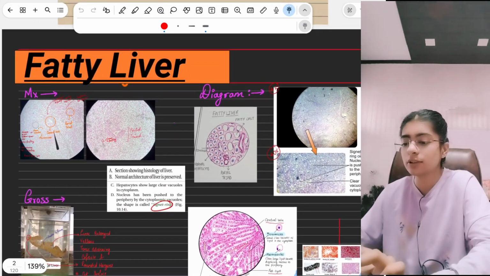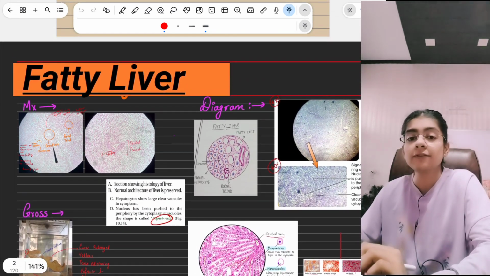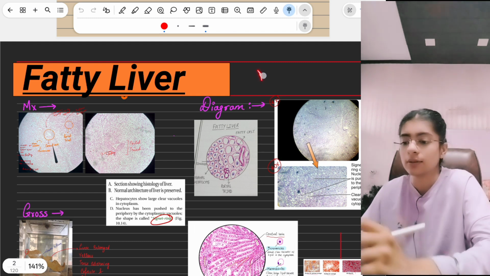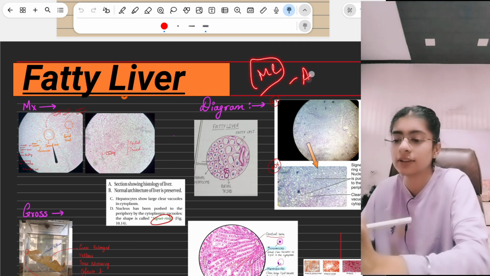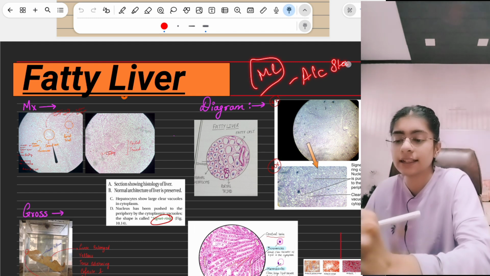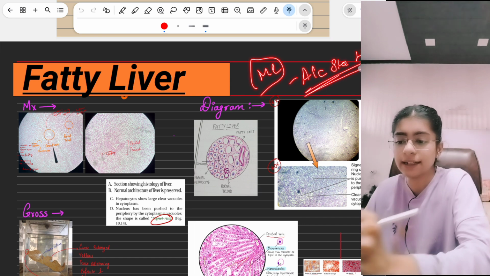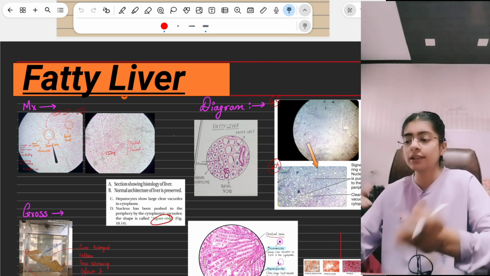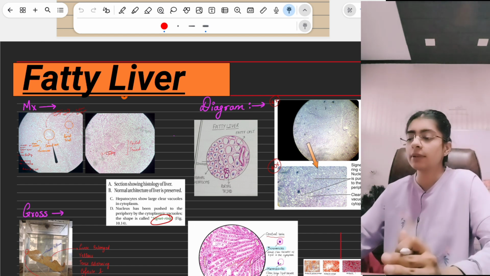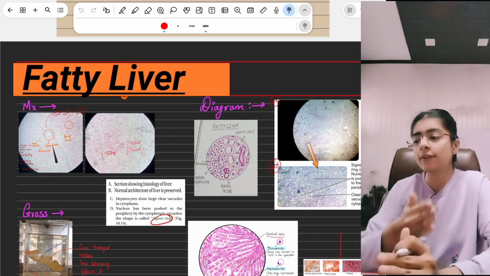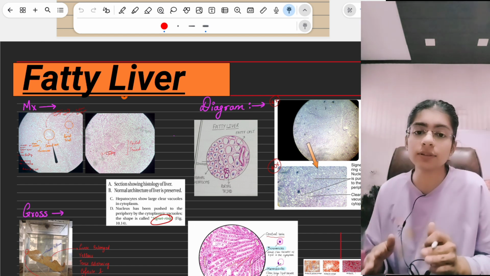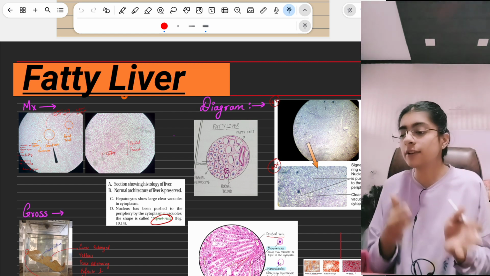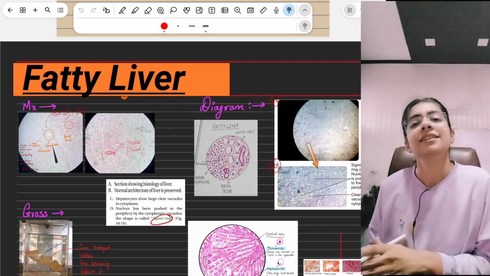So this was all about the fatty liver slide. You can confuse it with any slide of the liver, and the most common confusion is with the alcoholic steatohepatitis slide. When we cover that, I will also tell you the differentiation between the two. I will also make dedicated videos telling you the differentiation between the most confusing slides. So stay tuned.